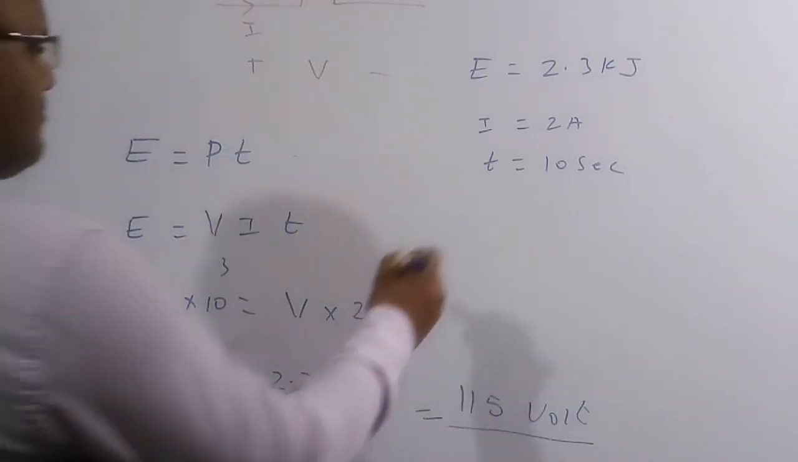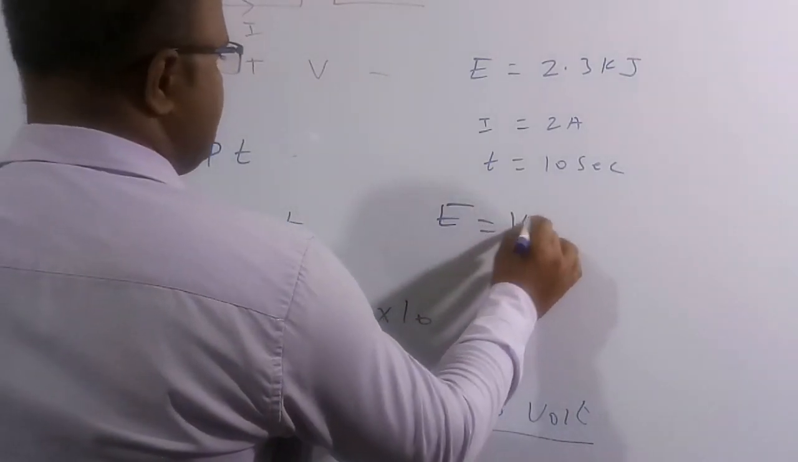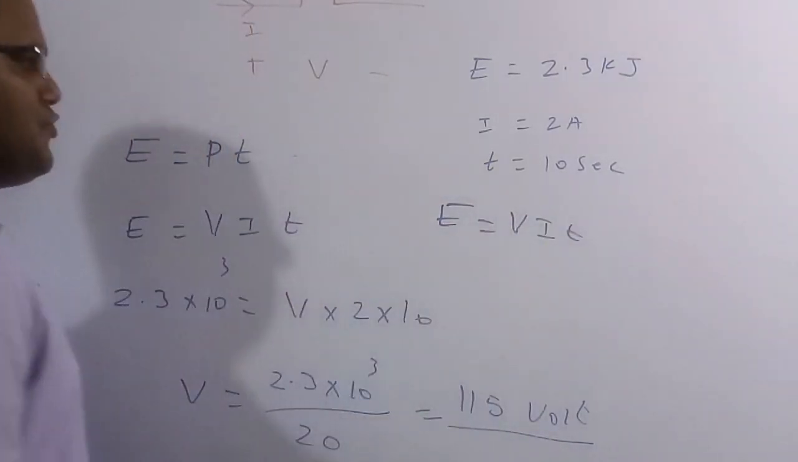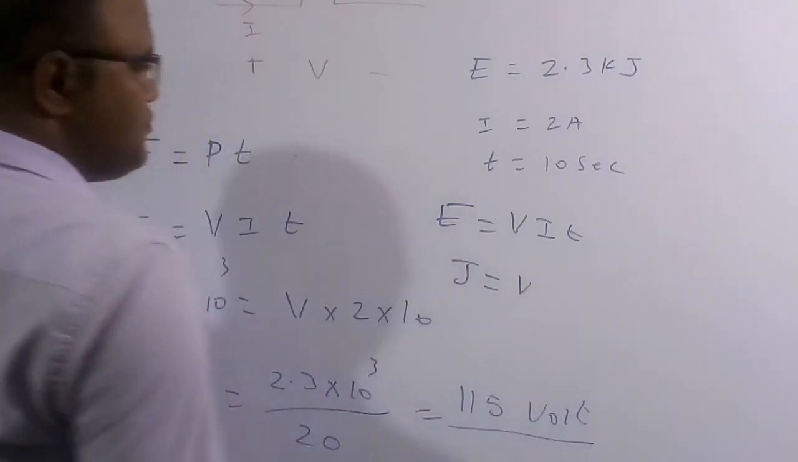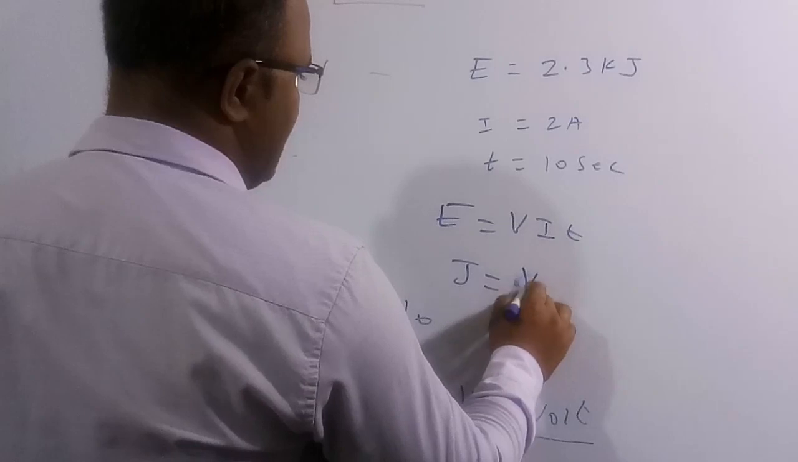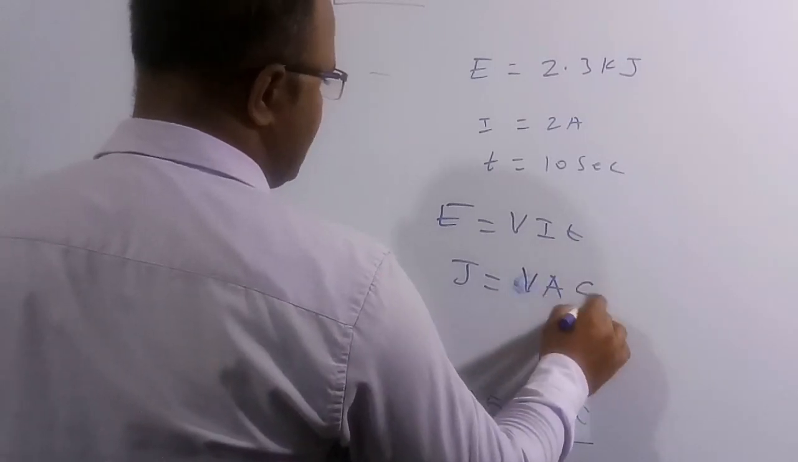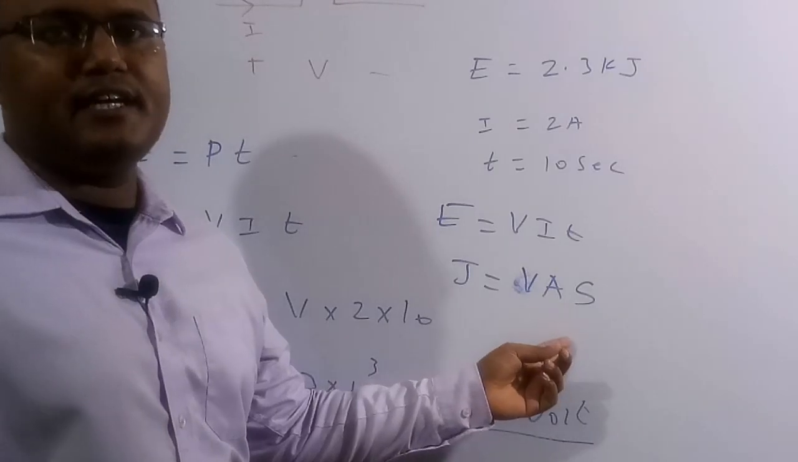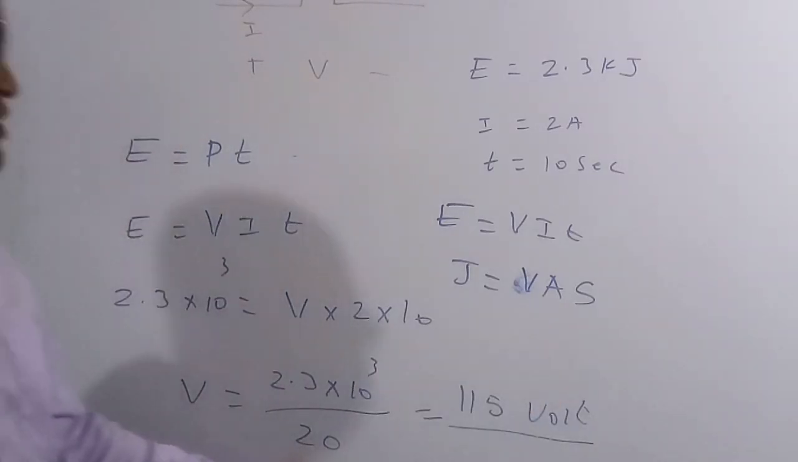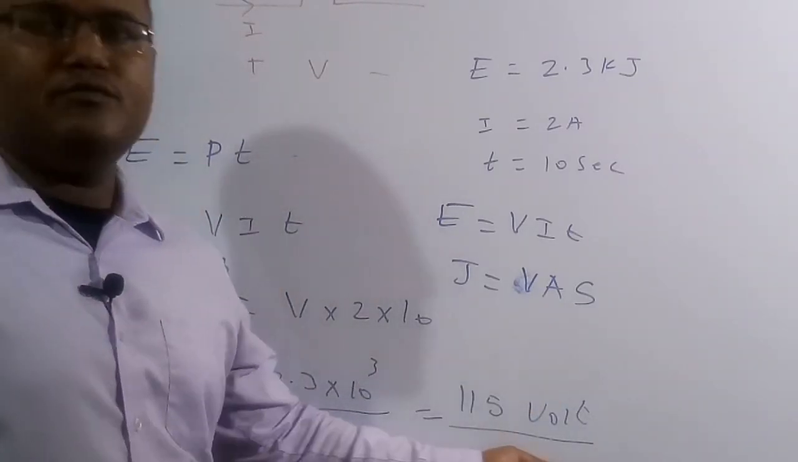Basically here E is equal to VIT. The unit of energy is joule, the unit of voltage is volts, the unit of current is ampere, and the unit of time is second. Therefore 1 joule is equal to volt ampere second. So the correct solution of this question is voltage equal to 115 volt.